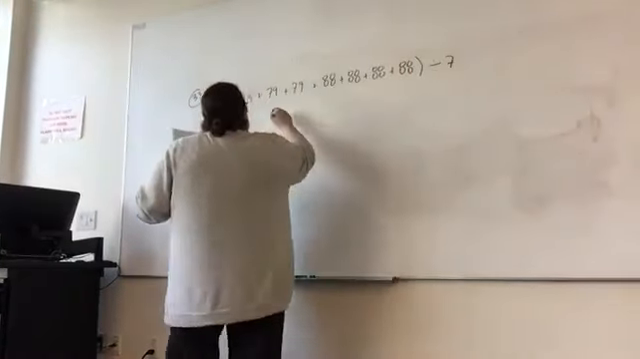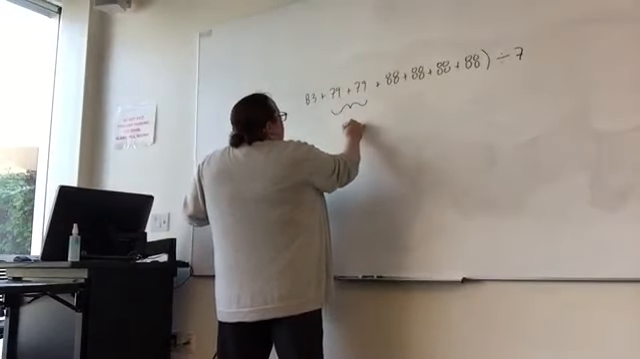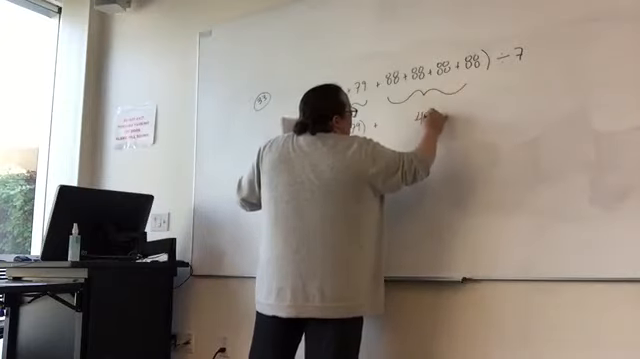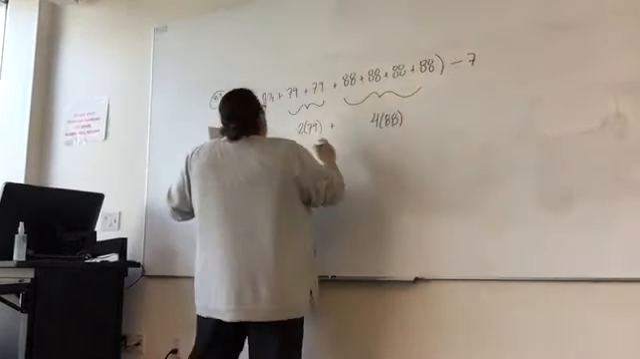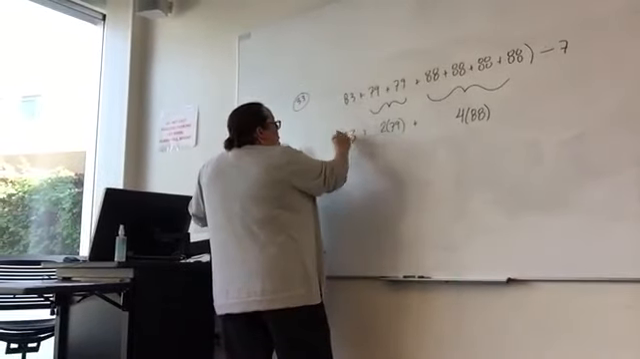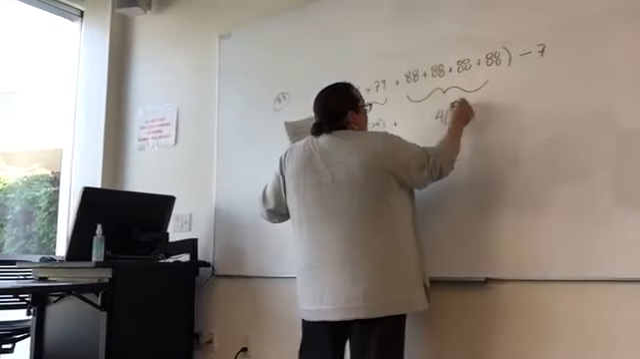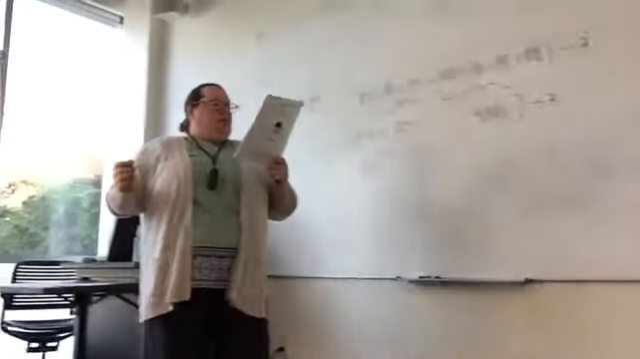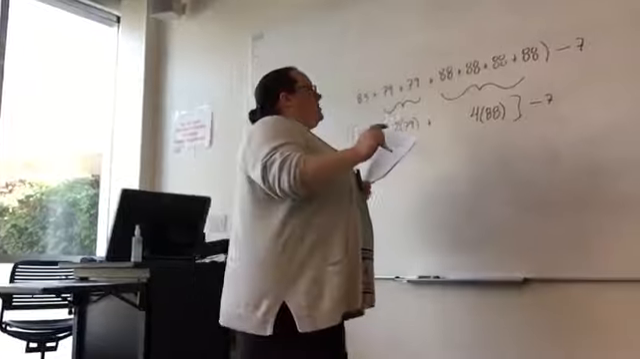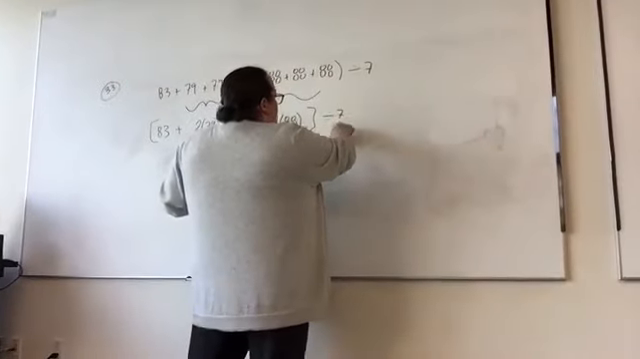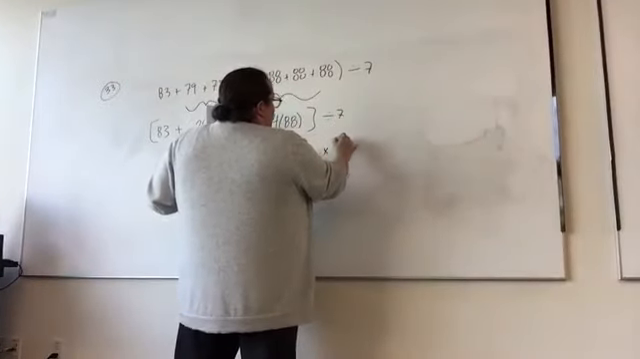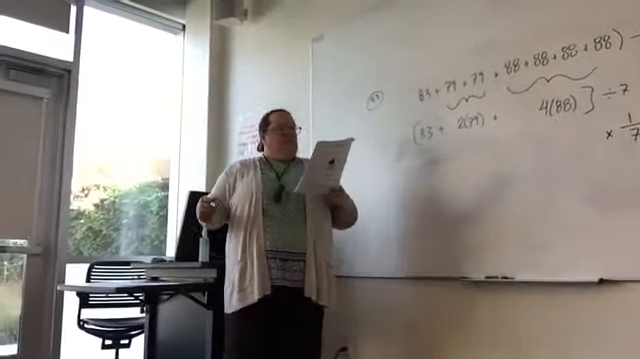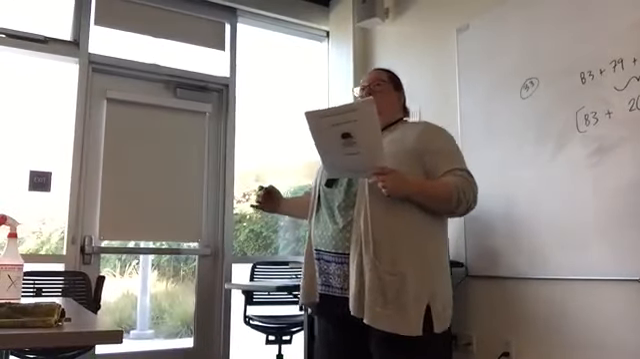So all we're doing here is grouping. So this is the same as 2 times 79. This is the same as 4 times 88. And 83 is by itself. So in this case, I'm looking for something that's similar to dividing by 7. Well, I know that dividing by 7 is the same thing as multiplying by 1 over 7. That's an equivalent expression. So the answer is E.